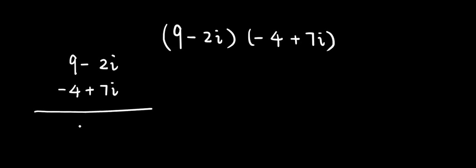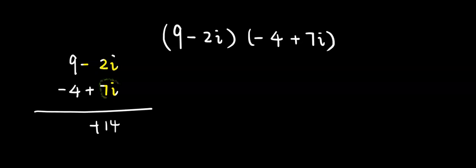The method I'm going to use is just a vertical multiplication. With that said, if you know how to do this, I'll just make up 2 numbers for you. If you know how to do this, you will easily solve this 9 minus 2i times negative 4 plus 7i. Alright, we're going to do this direction first. Don't forget to check this 2i is negative. Therefore, we have negative 14i squared. Remember, i squared is negative 1, so you have a positive 14.